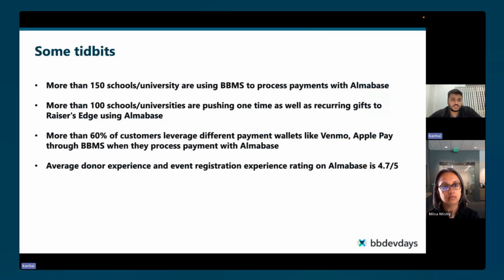So generally, we measure donor experience and event registration experience on Almabase, and we have an average rating of 4.7 out of 5, across nearly 15,000 to 20,000 reviews. A lot of those reviews talk about how easy it is to make a payment through BBMS. There is Apple Pay, there is Venmo, so they get a host of options, and it does not look like it's coming from some hosted site, because it takes the branding of the site that we have created. So these are some interesting facts I thought would be helpful to share before we start the demo.